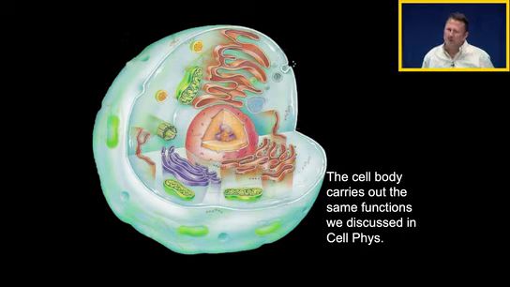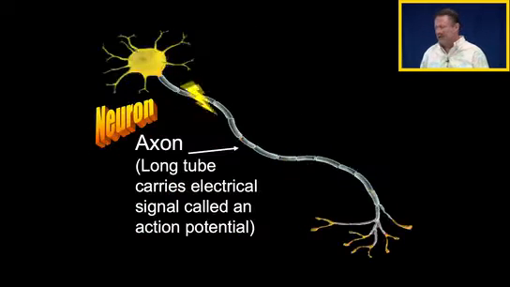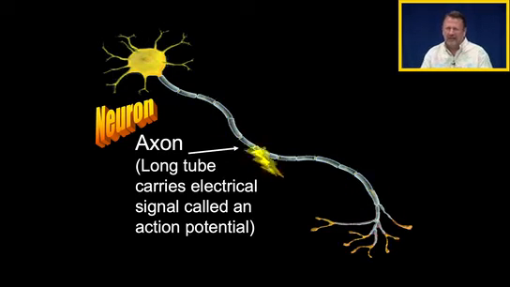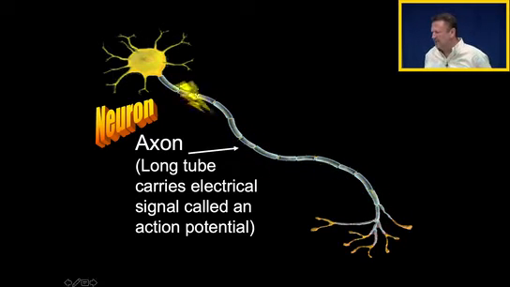That cell body is going to do exactly the same stuff that we talked about in cellular physiology and more. So you can go back and look at 1.2 if you want to know more about what the cell body does. Today we're going to talk about this electrical signal called an action potential. The tube that it's going down is called the axon, and it's wrapped in these little myelin sheaths with these little in-between nodes, saltatory conduction. We won't talk about any of that today.